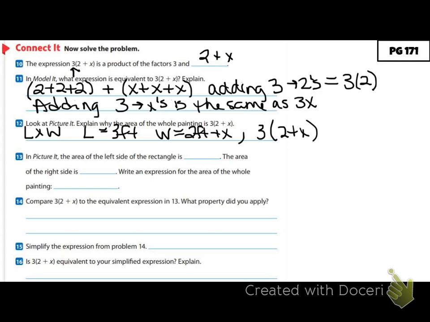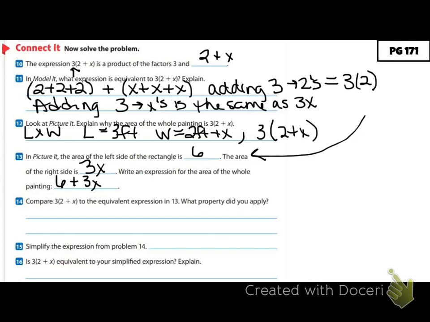Number 13, in the picture, the area of the left side of the rectangle is 6. Because we're coming up here, the left side is 3 times 2, which is 6. The area of the right side is 3 times x, or 3x. Write an expression for the area of the whole painting. So the area of the left side plus the area of the right side would give us 6 plus 3x.